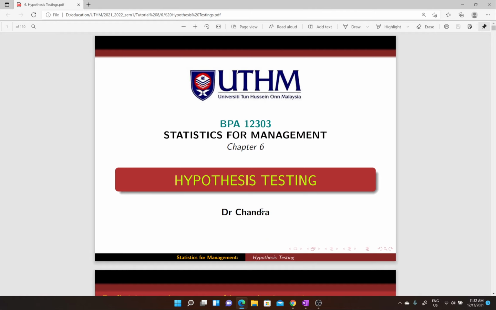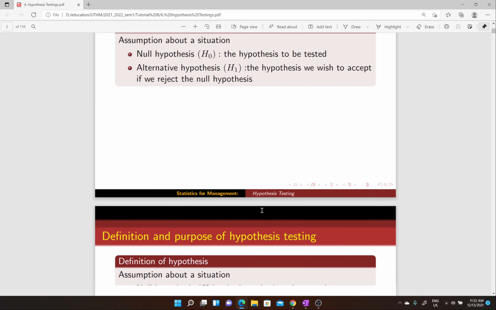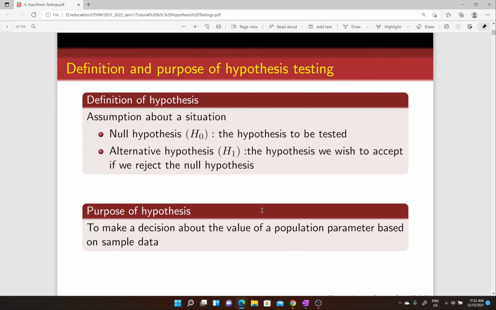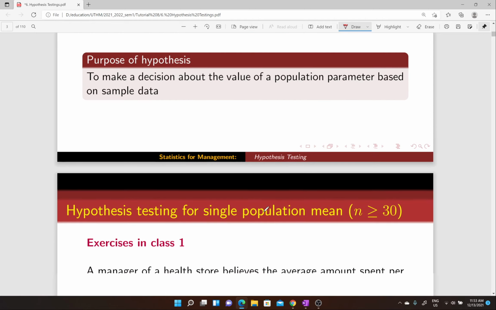Title is hypothesis testing. All right, all this you can read yourself. Basically, in any kind of situation we will consider two assumptions. One is known as null hypothesis. Hypothesis means an assumption. This is always equal to some number. Another one is alternative hypothesis. We will see one example.